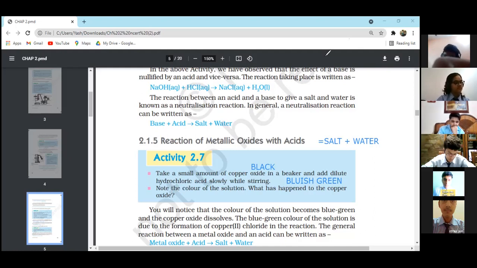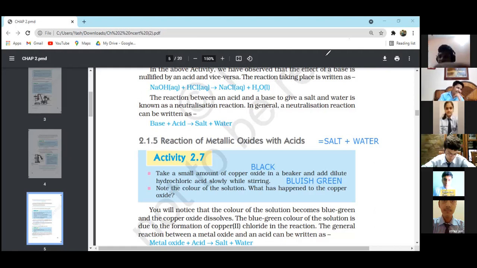This copper chloride color is bluish green, beta. See here the beauty of NCERT: the line is mentioned here. The blue green color of the solution is due to the formation of copper(II) chloride. Copper 2 makes it clear that the valency of copper will be taken here as 2. Clear to everyone? So please write down here how water is formed here.